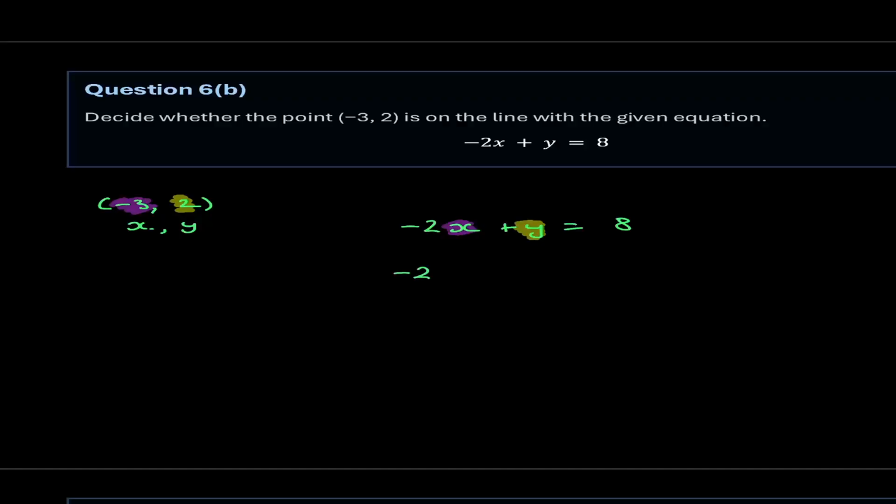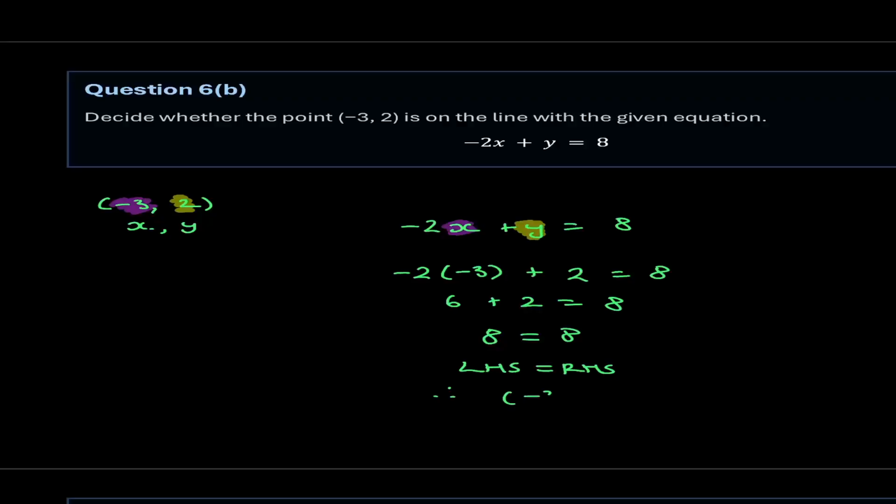So we've got -2, and then try to use brackets when you substitute the x in, and then our x value, which is -3, plus y, which is 2, and we want to know if that equals 8. So -2 times -3 is positive 6. So you've got 6 plus 2, and 6 plus 2 is 8. 8 does equal 8. So left-hand side does equal the right-hand side in this case. Therefore, the point -3, 2 is on the line. Nice. Hopefully that's making sense.